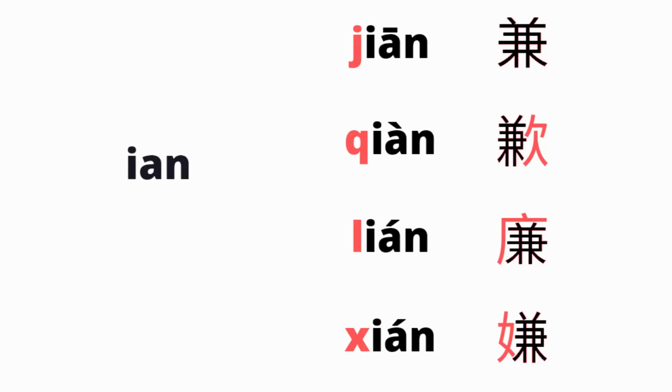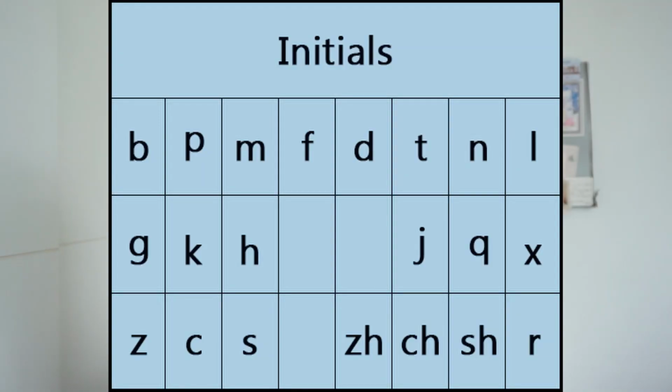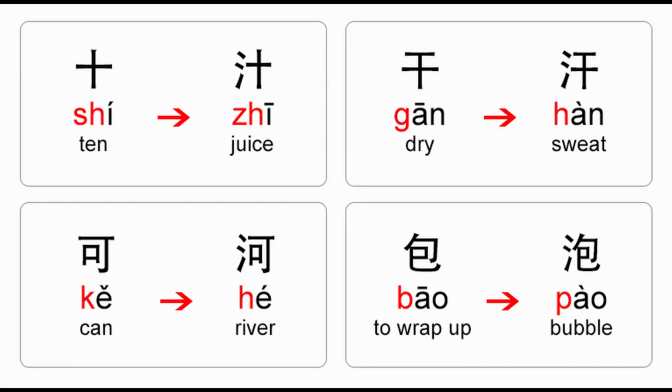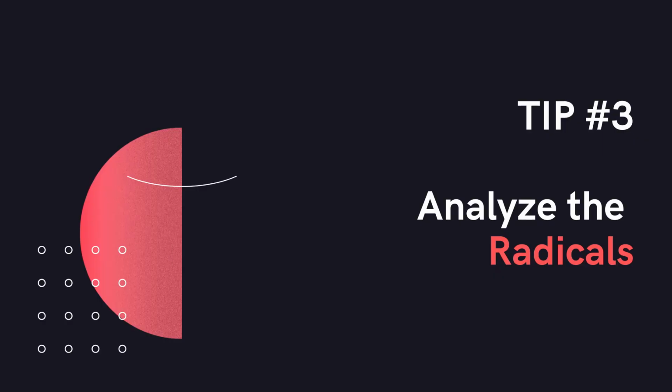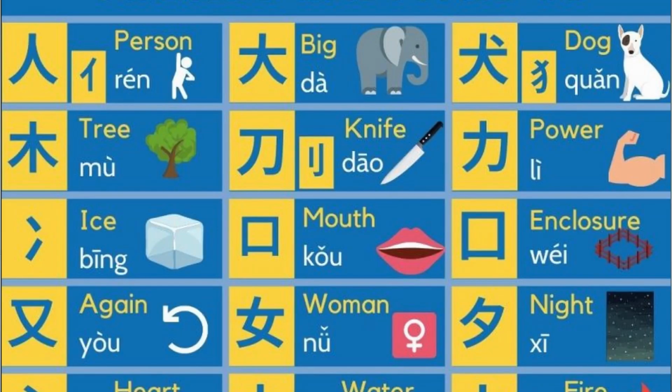For example, when we learned 间 in Sec 2, we can easily make connections to all the other words such as 嫌, 廉 in the other levels when we picked up these new words. This happens often for subgroups of 声母. Tip number 3. Analyze the radicals of the character to give a clue to its meaning.